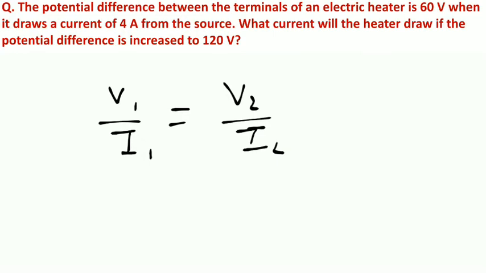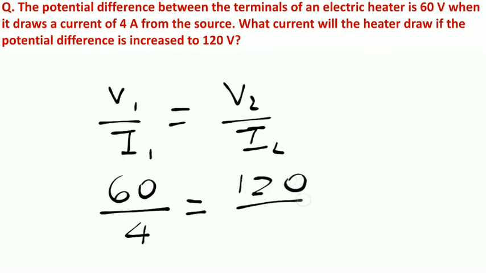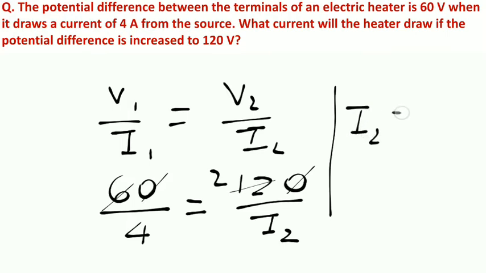Now put these values. The value of V1 is 60 volt upon the value of I1 is 4 ampere is equal to the value of V2 is given 120 volt and I2, this we need to calculate. When we solve this, 6 2s are 12 and 2 4s are 8, we get the value of I2 as 8 ampere. This is our answer.